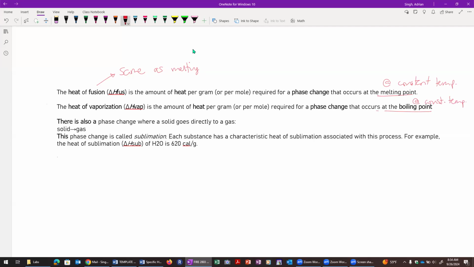And then the third one, which we didn't talk about, is, well, we did talk about sublimation, but we didn't talk about delta H of sublimation. As you can imagine, there is a delta H of sublimation as well. Remember, sublimation is where a substance goes directly from a solid to a gas and skips the liquid phase altogether. Each substance is going to have its own delta H of sublimation. That would be the amount of heat needed per gram or mole of a substance for a phase change from solid to gas at the sublimation temperature.